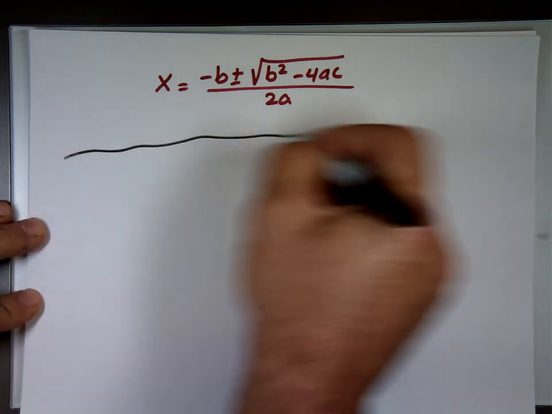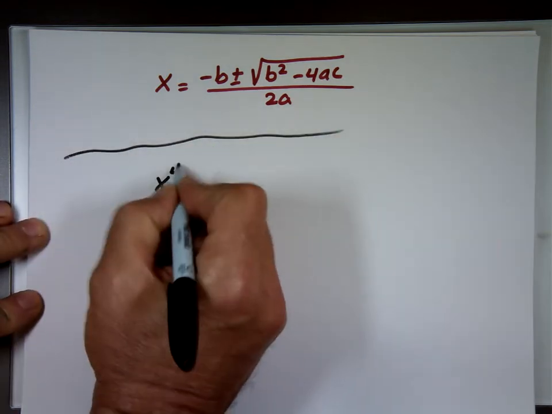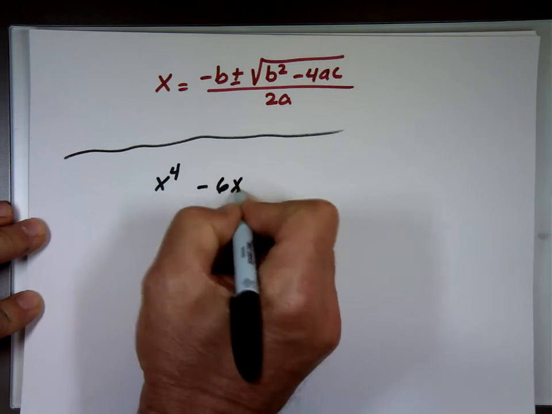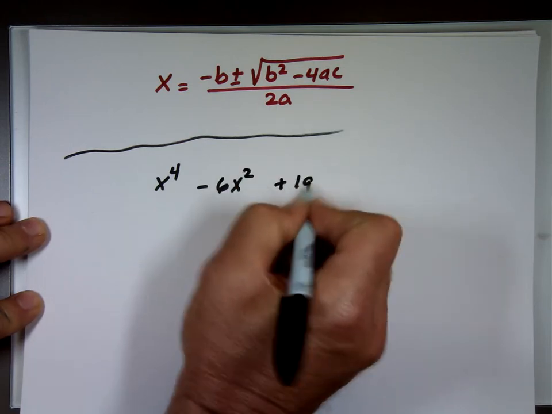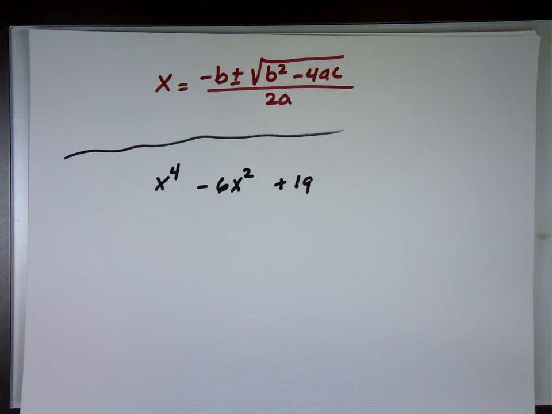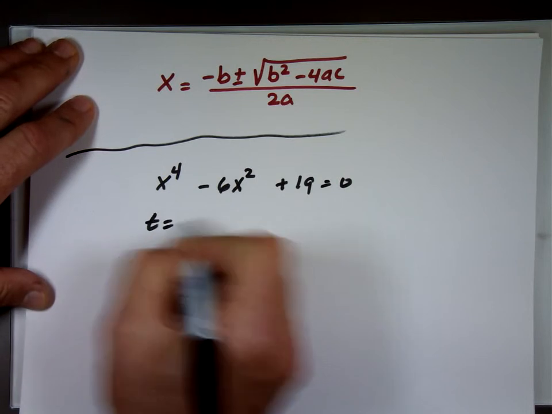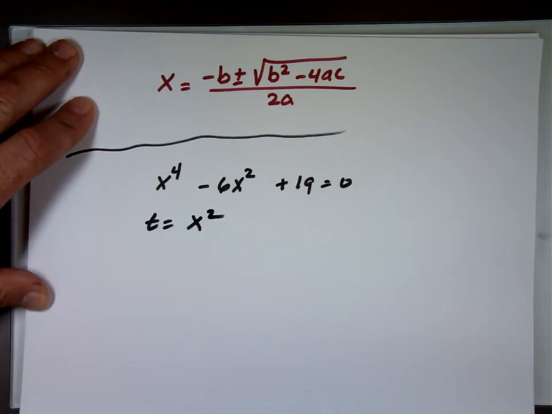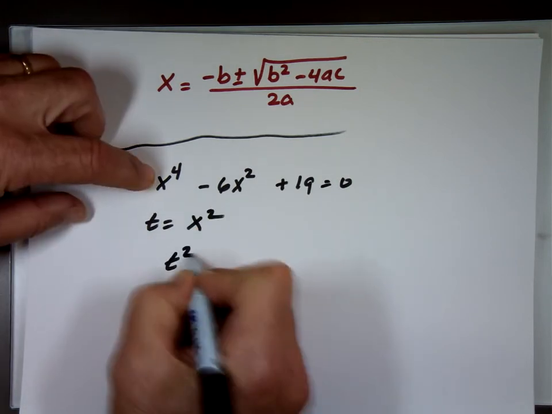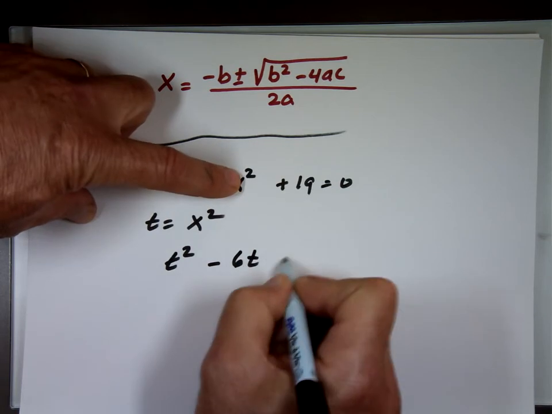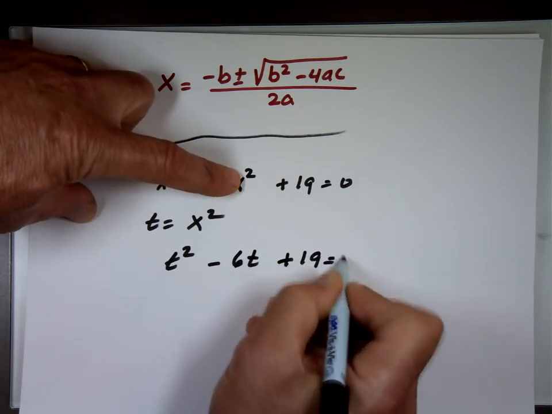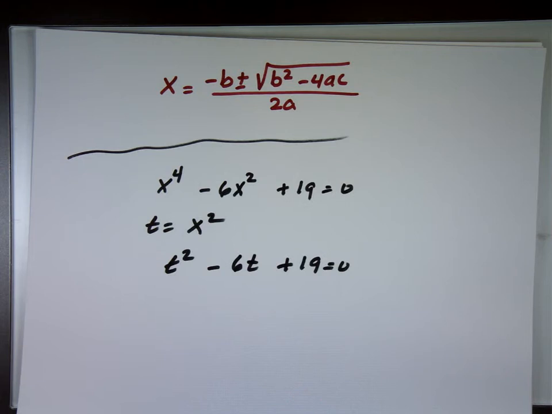If you have something like x to the 4th minus 6x squared plus 19, you can use that on it. How? You can let t equal x squared. And that becomes t squared minus 6t plus 19 equals 0. So when you solve this, your answer is going to be for t, which is equal to x squared. Then you take the square root of that.